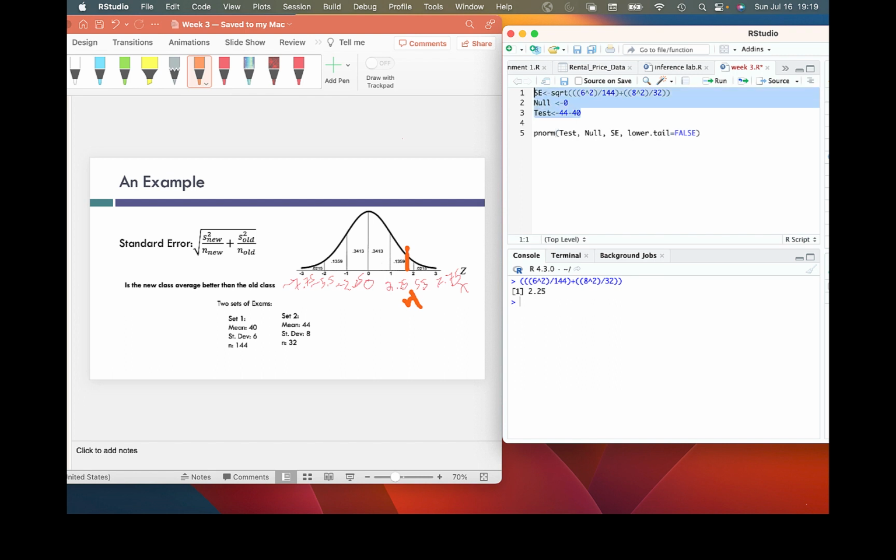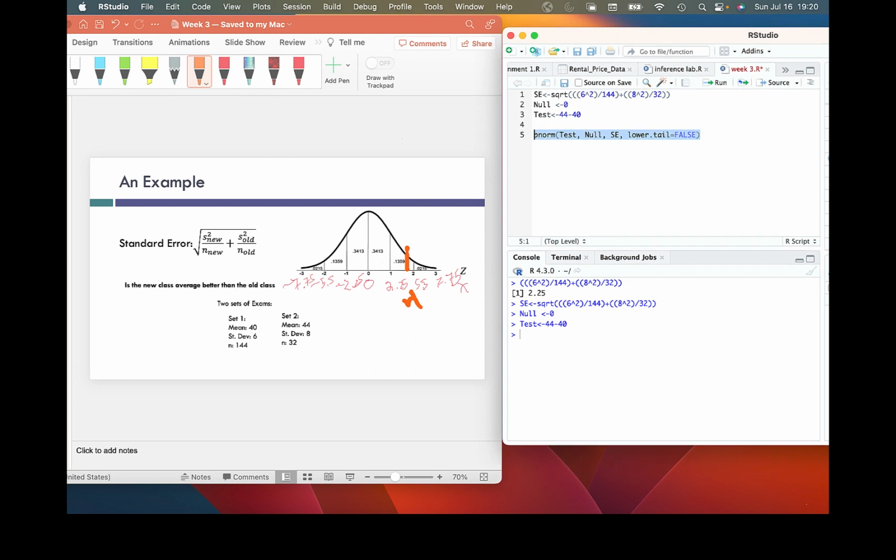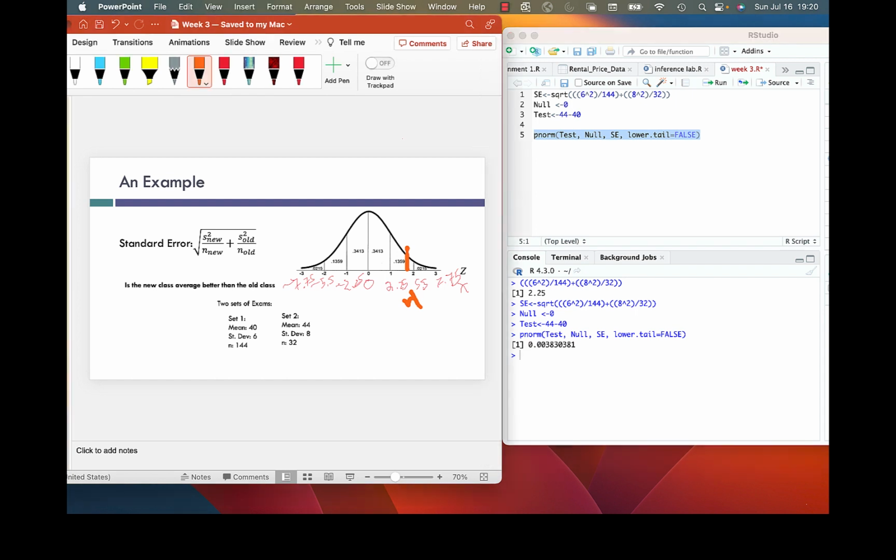So we're going to go ahead and let R calculate the standard error, set the null hypothesis and the test, and I find that handy because then I can put it back into the normal distribution in a slightly funny way and come up with that probability. Because we're looking for that right tail, that's why we give it lower tail equals false. And we get that there's about a 3.8% chance. So our p-value is 3.8%.